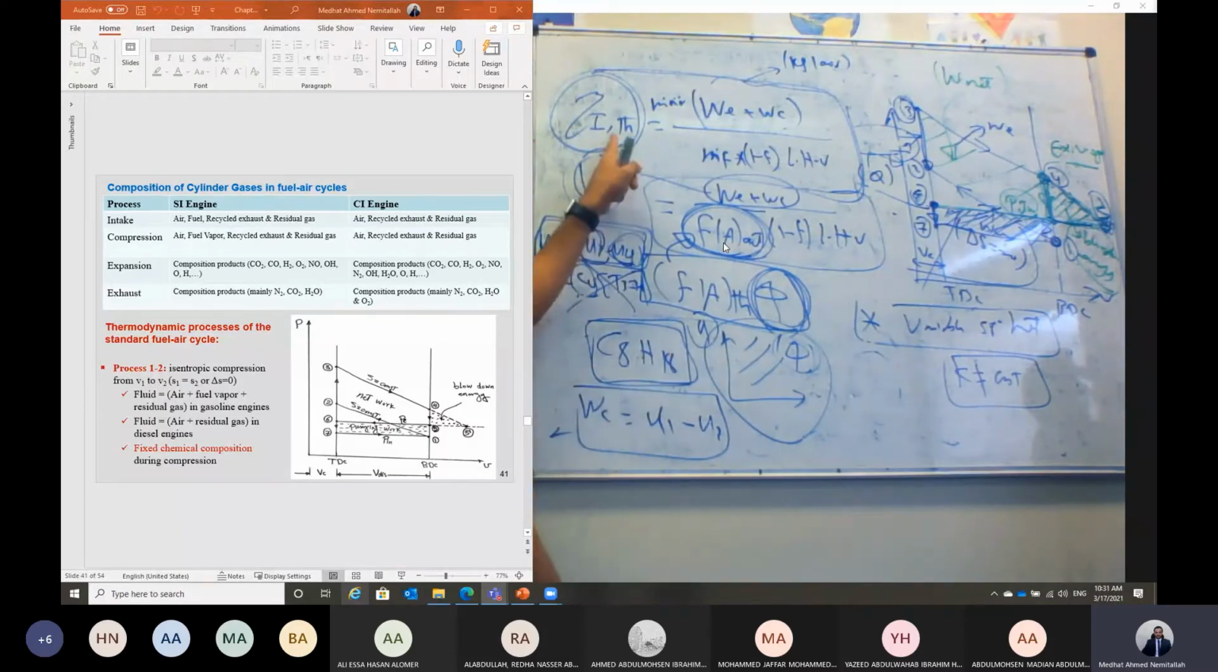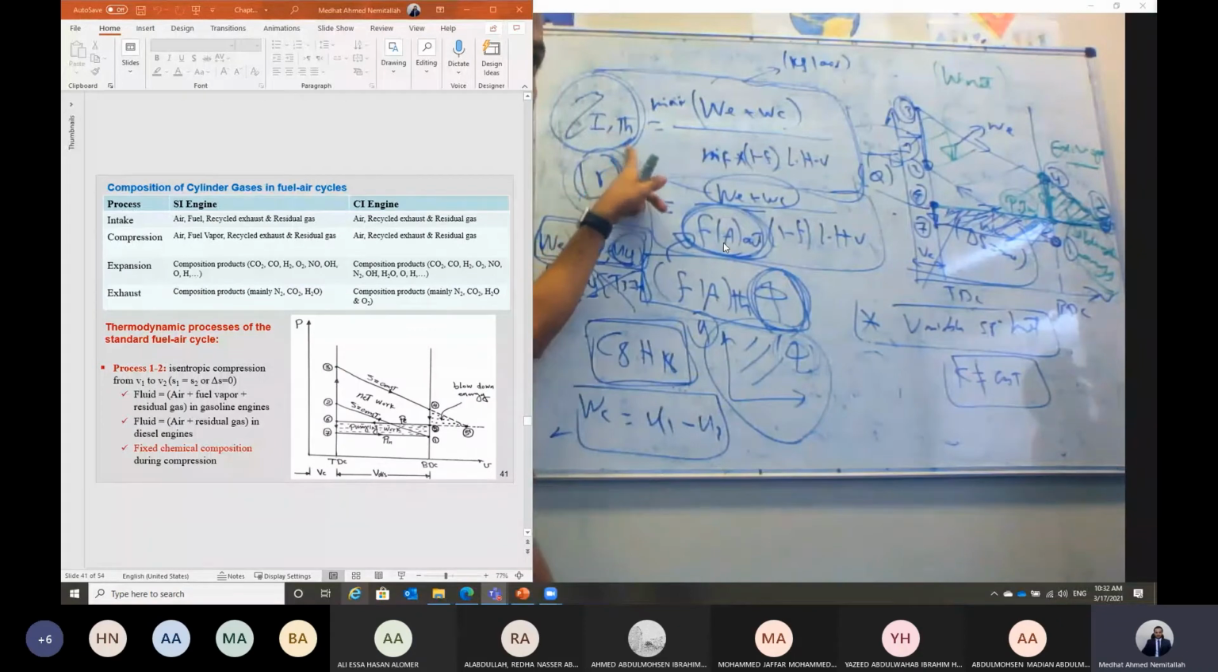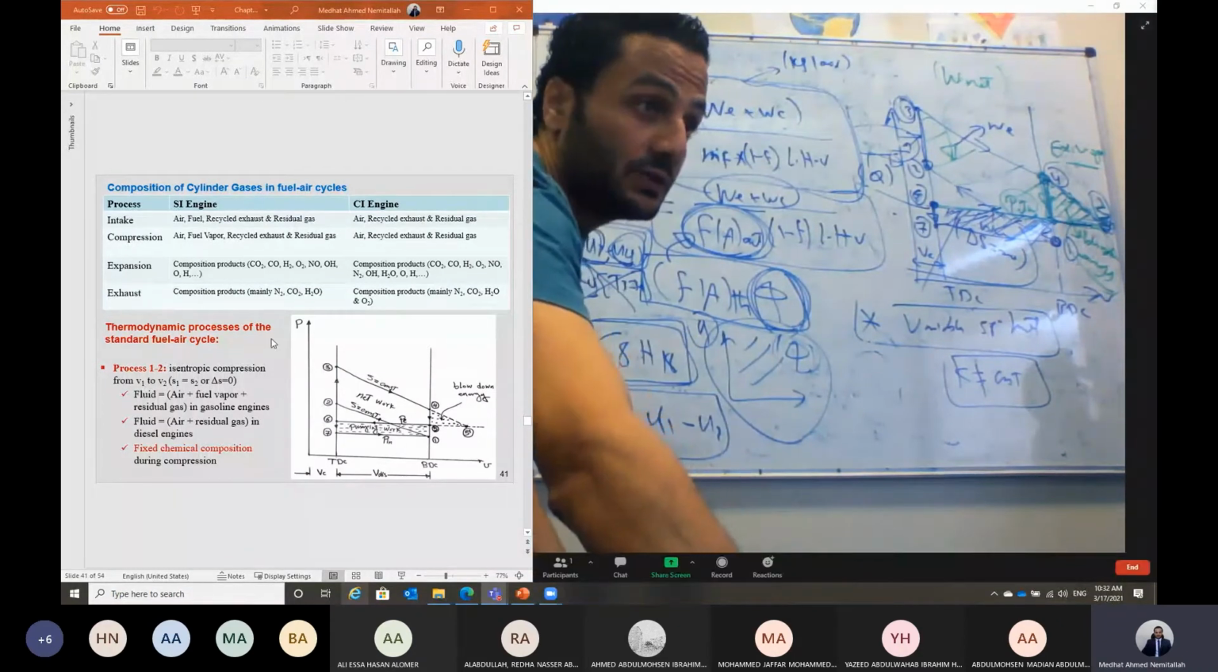But the efficiency in this case should be lower or higher than the case of the air standard cycle? Should be lower or higher? It should be lower, exactly, Shabab. So in this case, we are coming actually close to the reality. So the efficiency should be lower than the case of the air standard cycle.